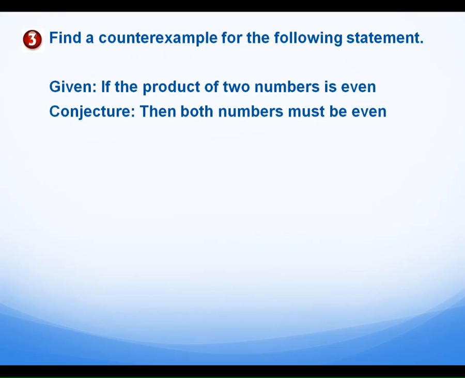Find a counterexample for this. I want you to think about this one yourself first. Given if the product, so that's multiplication, of two numbers is even, conjecture is both numbers must be even. So can you find a counterexample? So give me an example where the given part is true, two numbers multiplied together is even, the conjecture, both numbers are even. Like for example, this would not work. 2 times 2 is not a counterexample, right? It works for this, the product of two numbers is even, but both numbers must be even. Well, that's also true. This is a true statement that follows the conjecture. I want a counterexample. So I want some example that works for this that doesn't work for the conjecture.